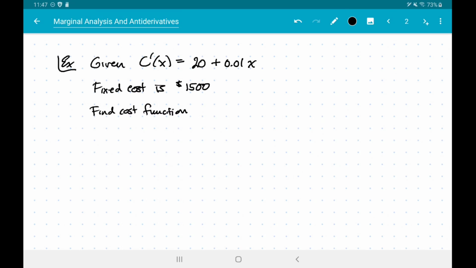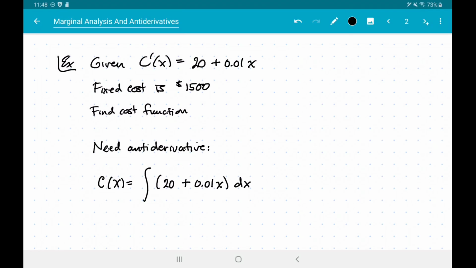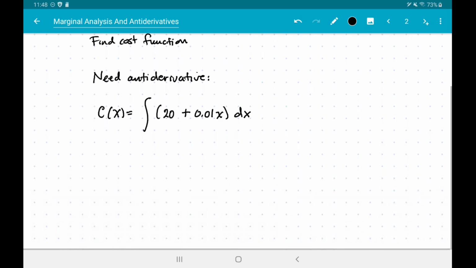Well, first, we're given the marginal cost function, and we need to recover the cost function. Well, since the marginal cost function is c prime, the derivative of cost, we need an antiderivative. So c of x should be the antiderivative of c prime. So I'll set that up. c of x is the indefinite integral of 20 plus 0.01x, and we're going to integrate with respect to x because that's the independent variable in this problem.